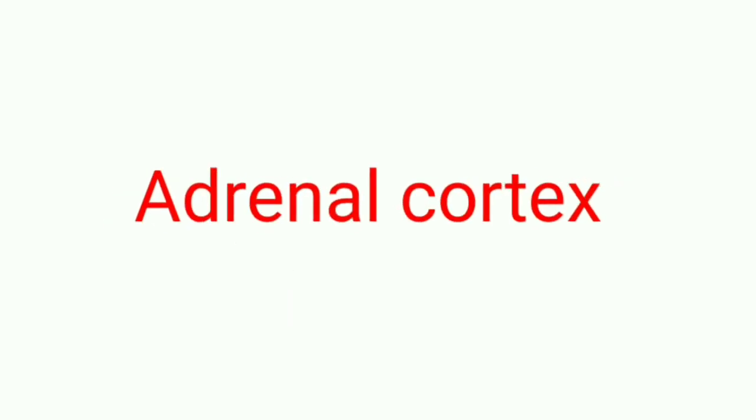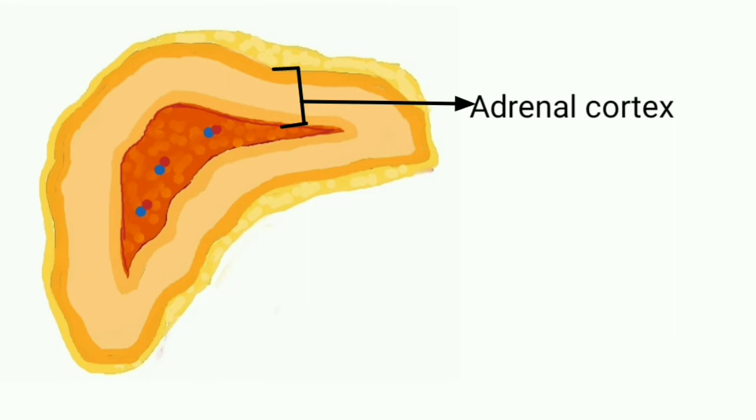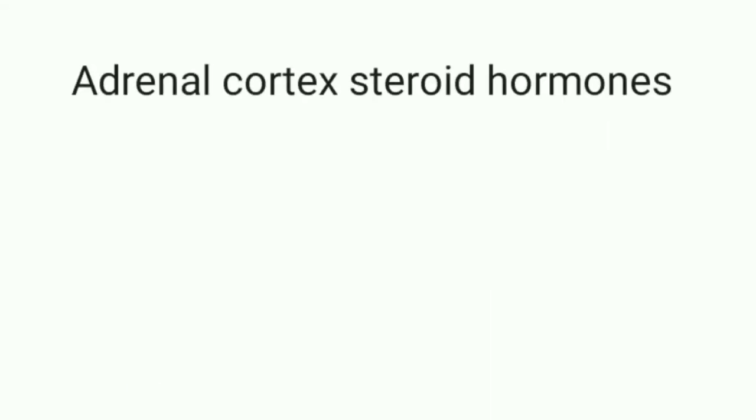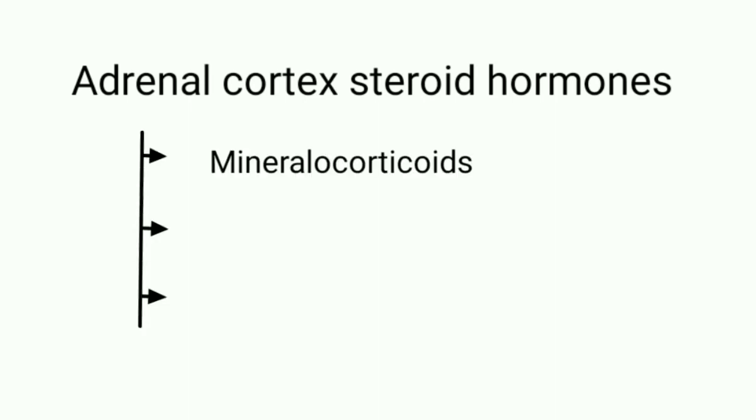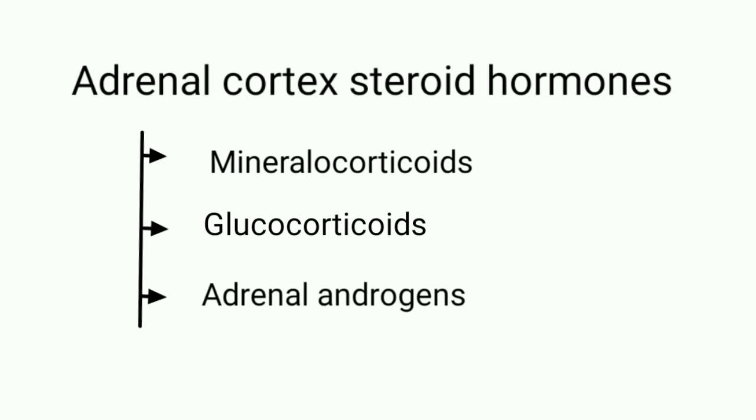Adrenal cortex. The adrenal cortex is the outer region and also the largest part of an adrenal gland. The adrenal cortex forms about 80 to 90% of the adrenal gland. It is yellowish in color. Adrenal cortex produces steroid hormones including mineralocorticoids, glucocorticoids, and adrenal androgens.